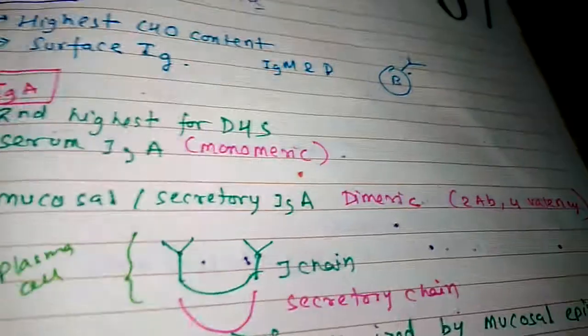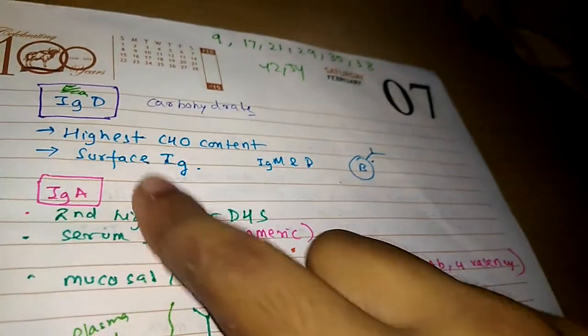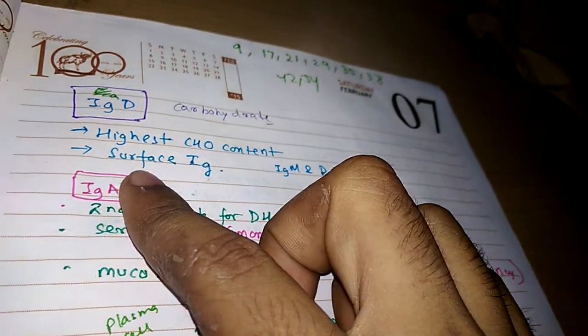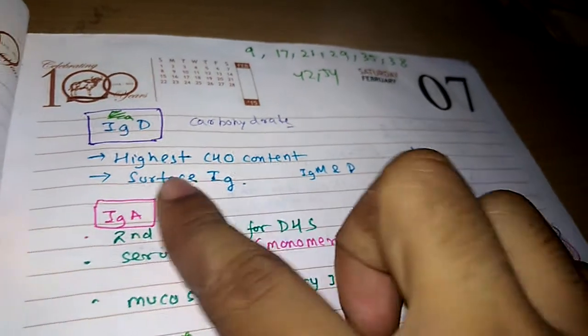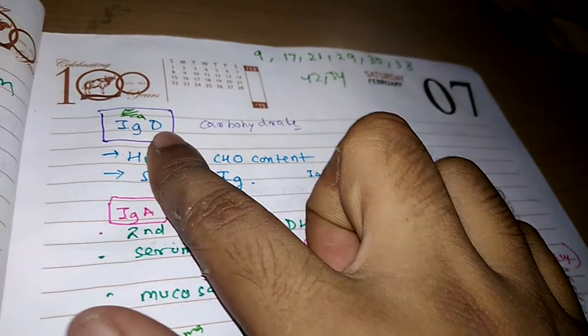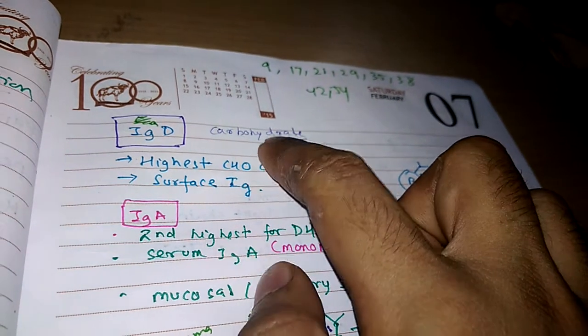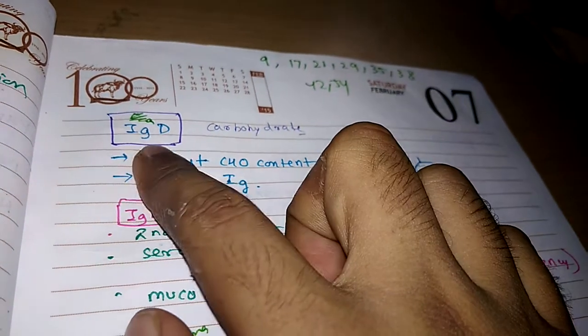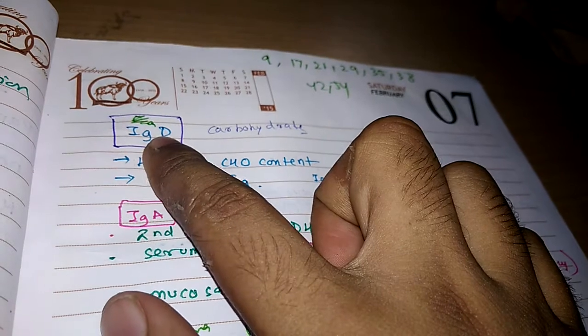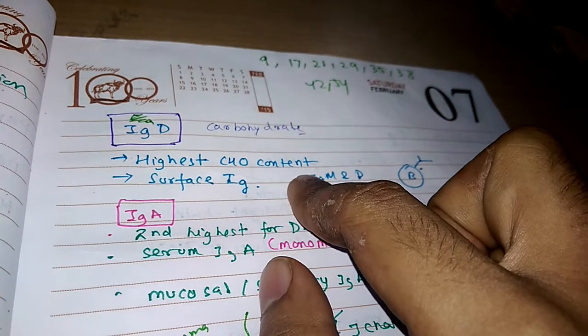We come to the next immunoglobulin, the IgD. IgD is said to have the highest carbohydrate content. And how will you remember that? D, right? It is close to C and E. But as far as the spelling of carbohydrate, C-H-O, D is coming first, right? So carbohydrate is excessively present in IgD. It is the highest CHO content.